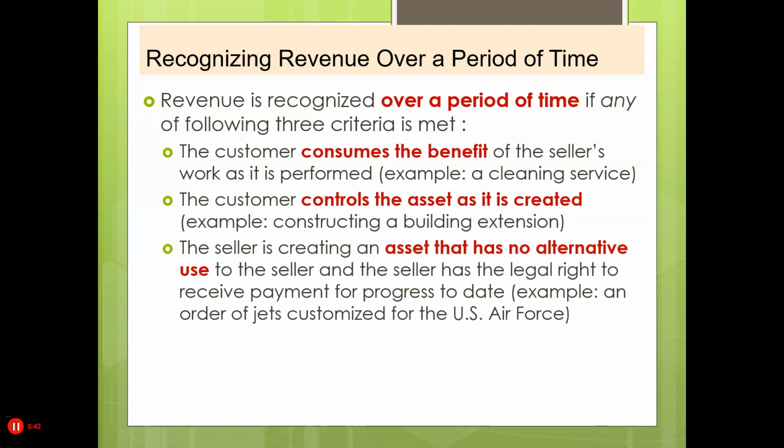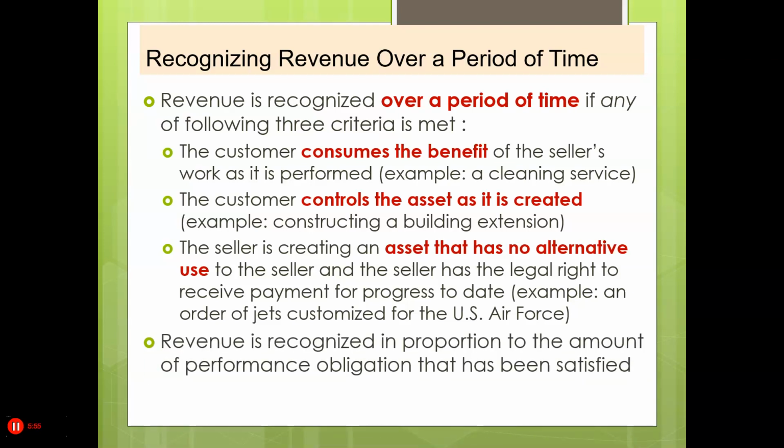3. The seller is creating an asset that has no alternative use to the seller, and the seller has the legal right to receive payment for progress to date. An example would be an order of jets customized for the U.S. Air Force. Revenue is recognized in proportion to the amount of performance obligation that has been satisfied.